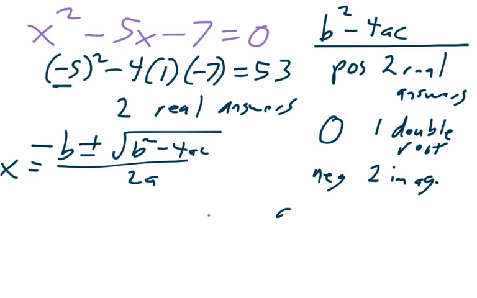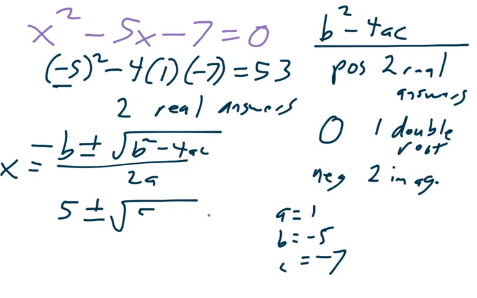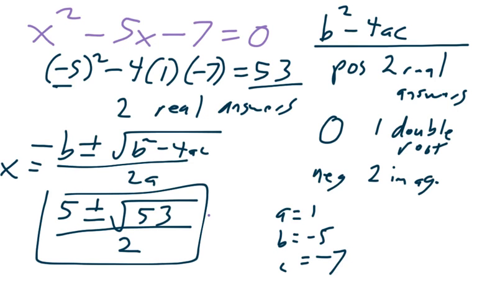Now, because a equals 1 and b equals negative 5 and c equals negative 7, negative b is really the opposite of b, which is going to be positive 5. Since b is negative over here, it's positive. Now, we already figured out that 53 goes in the square root because that's the same thing as the discriminant, divided by 2. Can we break down 53? The answer is no. So here's my answer.